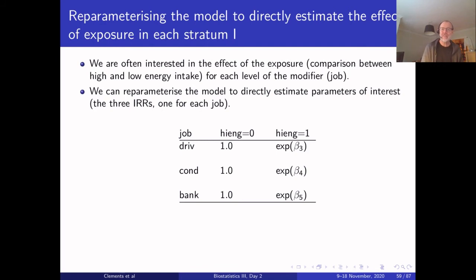We may be interested in the effect of an exposure for each level of the modifier. And so what we could do is re-parameterize the model to directly estimate parameters of interest. So we might want to use the same model to estimate the effect of high energy for drivers, for conductors, and for bank workers. There's several ways we could do that.